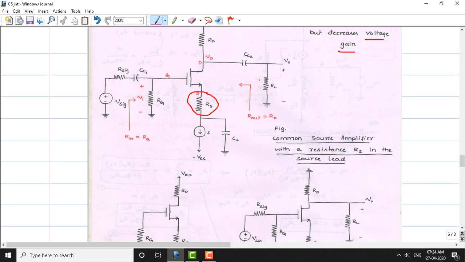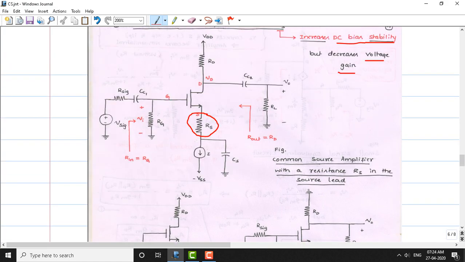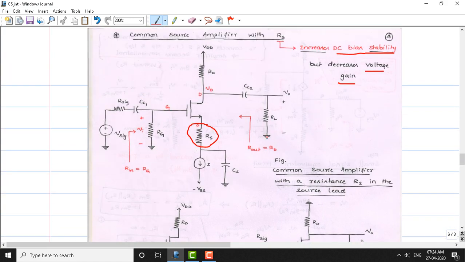Now let us go through the separation of the AC and DC equivalent circuits. To extract the DC equivalent of this whole circuit, you have to remove the capacitors: this capacitor, here, and here.